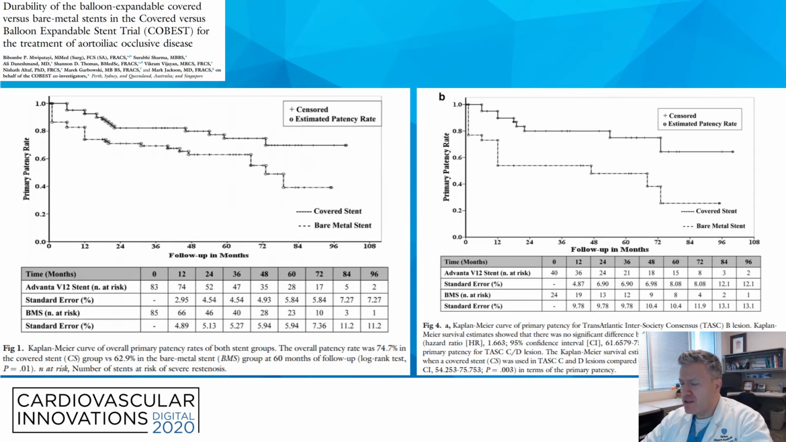With long-term follow-up out to 108 months on the left side, we see this improvement again with covered stents. Even more improvement again with the TASC C and TASC D complex lesions, speaking to the benefit of covered stents in these patients.